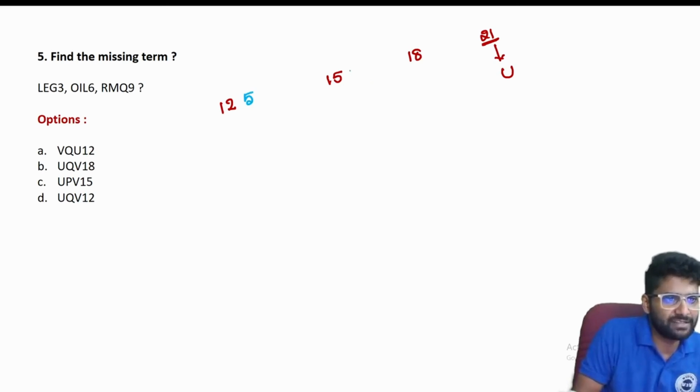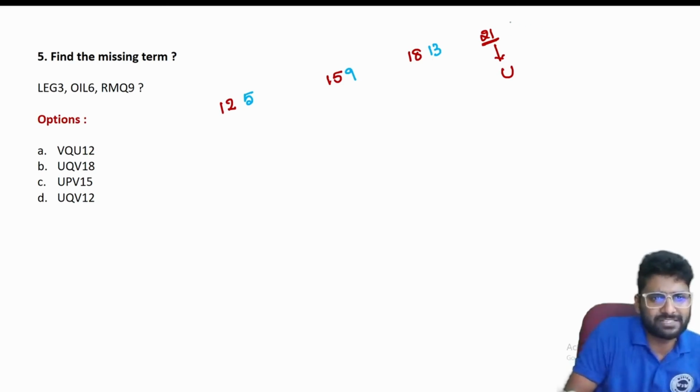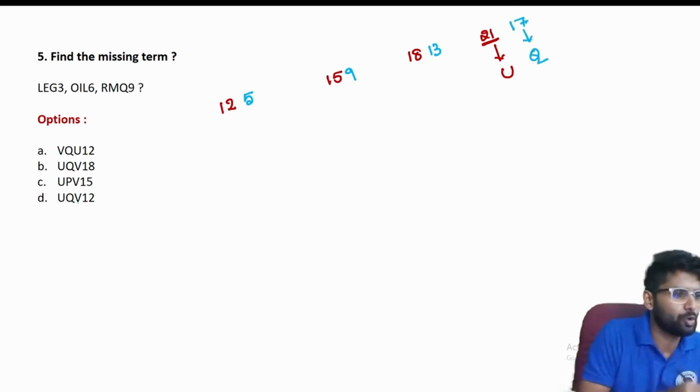Next, here E is the fifth letter, I is the ninth letter, M is the 13th letter. Now see, 5, 9, increasing by 4 units. So it must be the 17th letter. The 17th letter must be Q. So we have two options again.